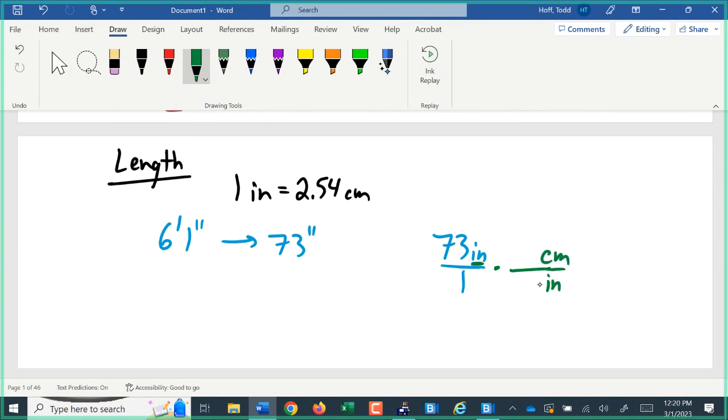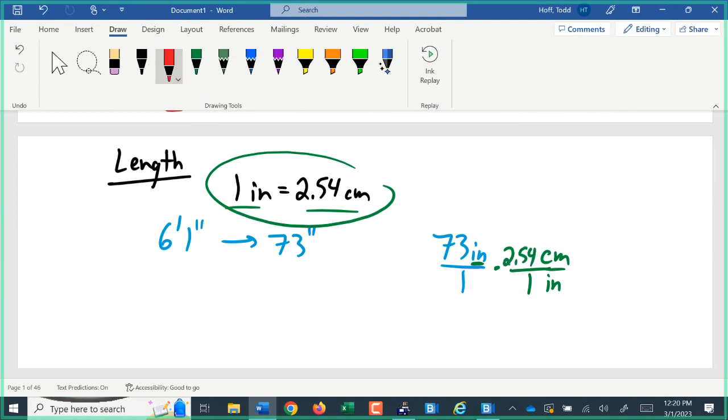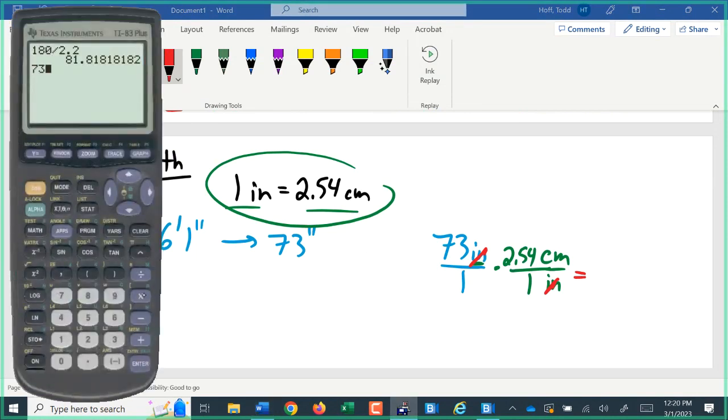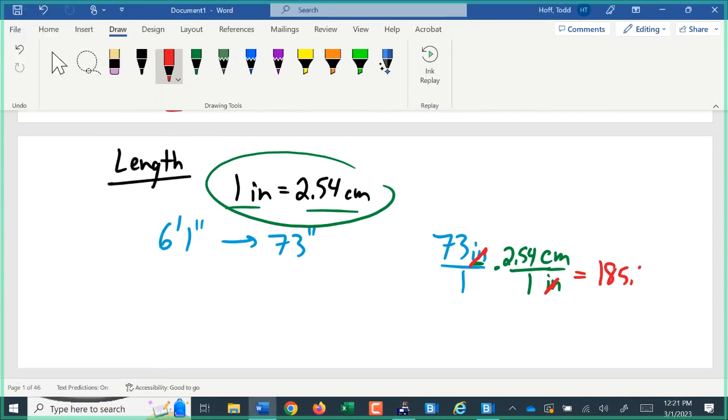Our other unit is centimeters. Then we go to our equivalency. 1 inch is 2.54 centimeters. So 1 inch, 2.54 centimeters. The inches cancel out. 73 times 2.54 gives us 185.42 centimeters, which is the height of that patient.